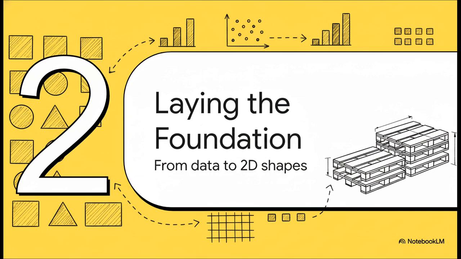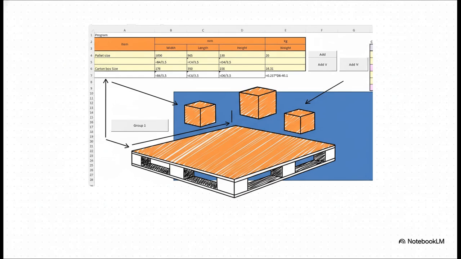Well, like any good structure, you gotta start with a solid foundation. Before we can even get to the 3D part, we have to create the flat 2D components. And it all begins in the most familiar way you can imagine, just typing numbers into some cells. The user just punches in the dimensions for the pallet and the cartons right into this table. The code then reads those values and uses them to draw the basic 2D shapes on the screen.